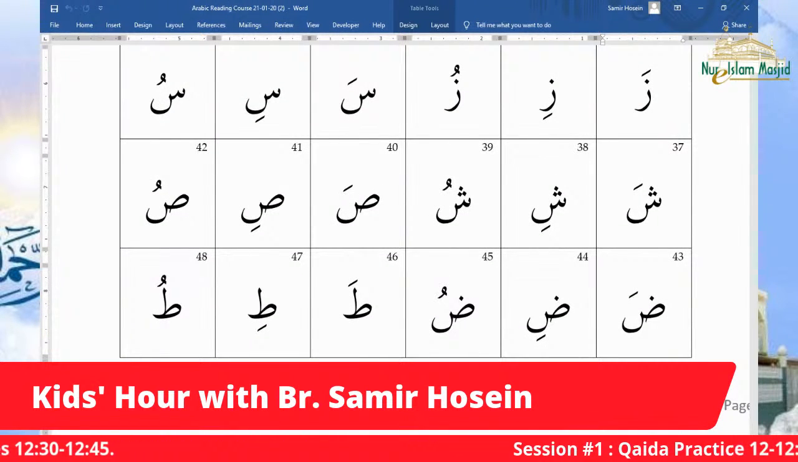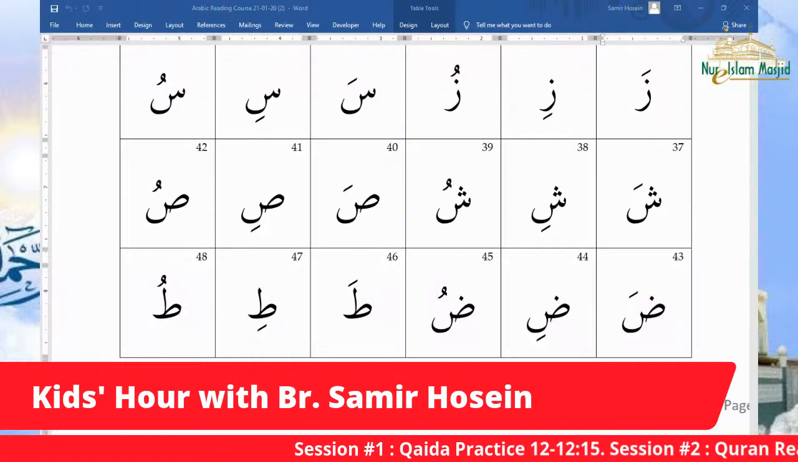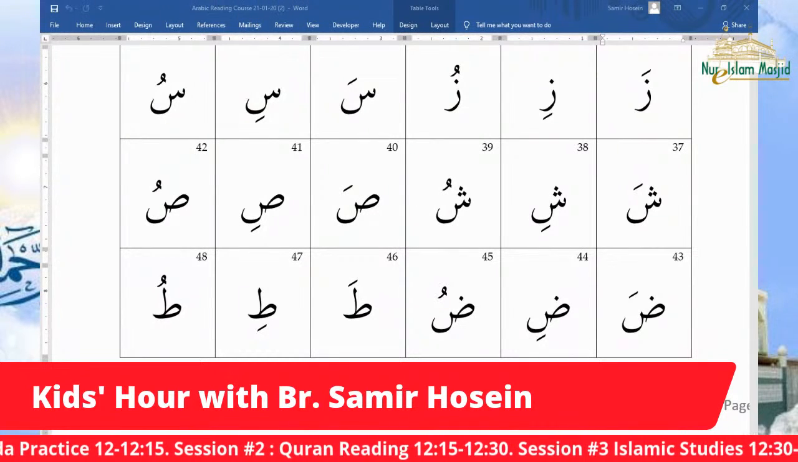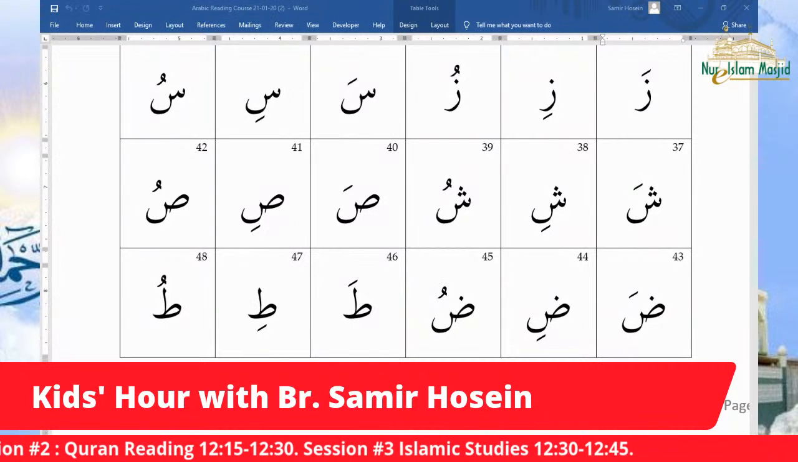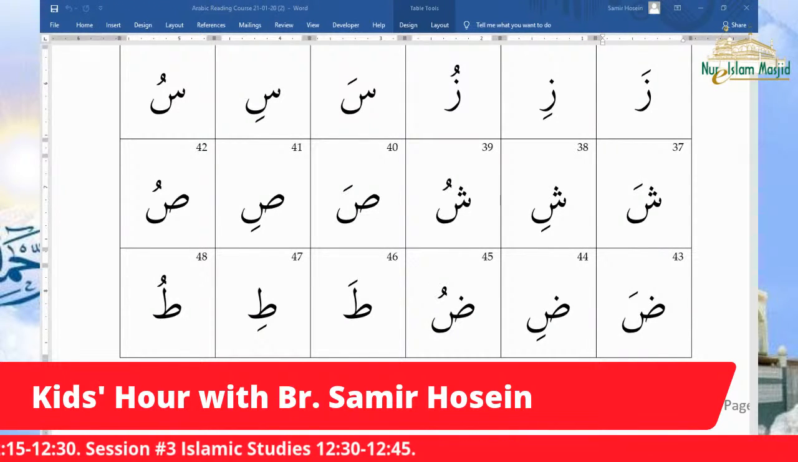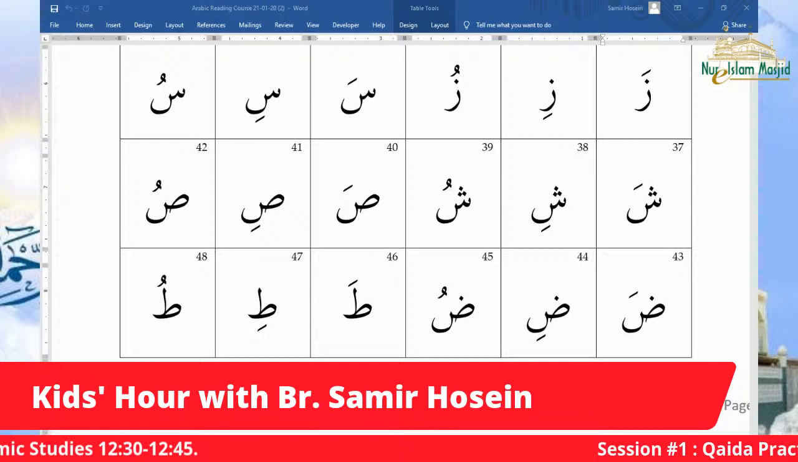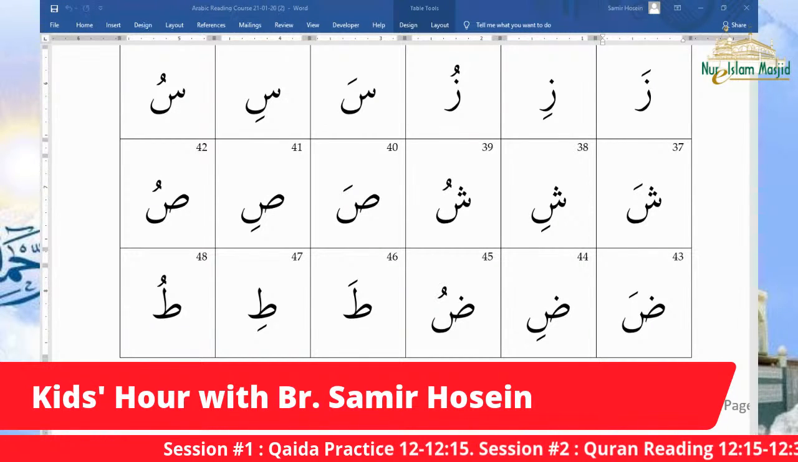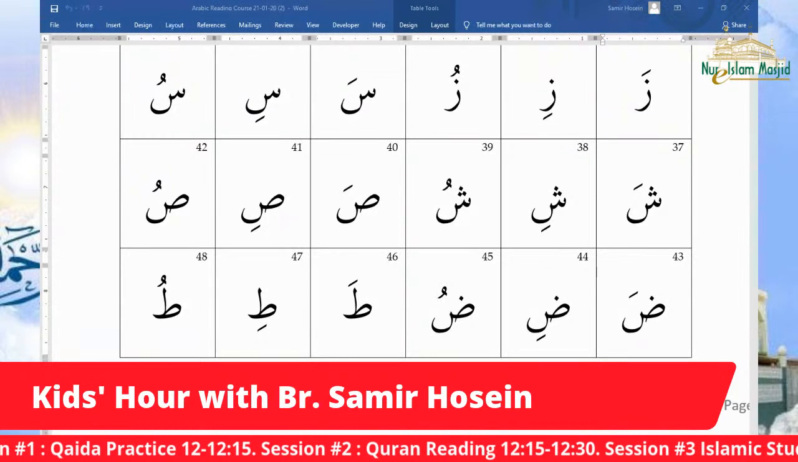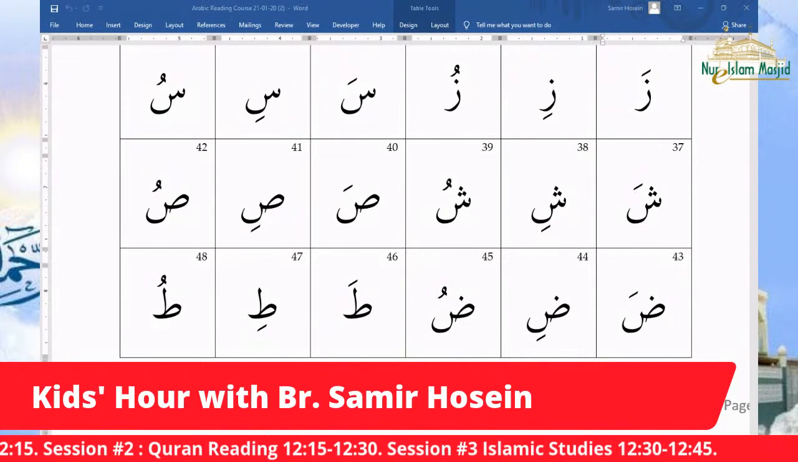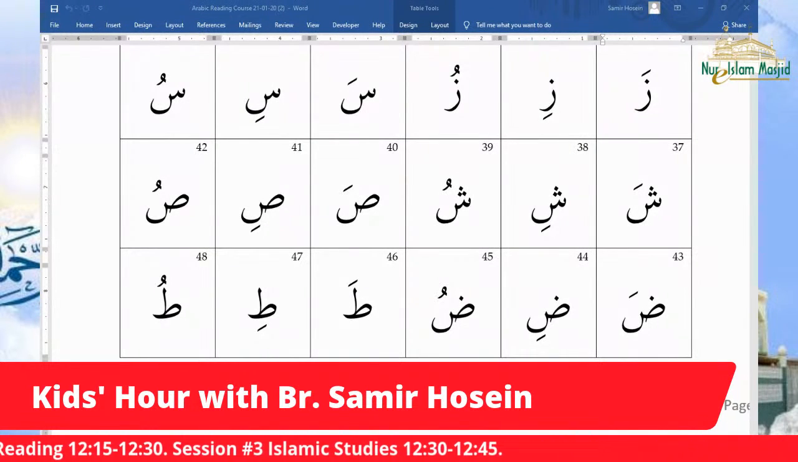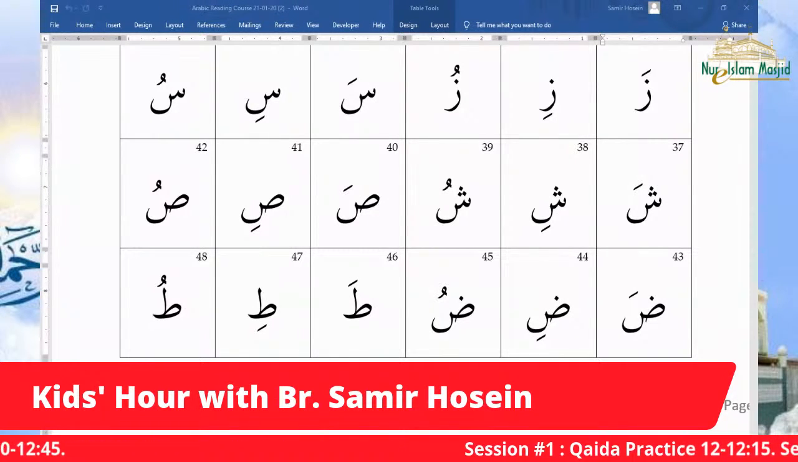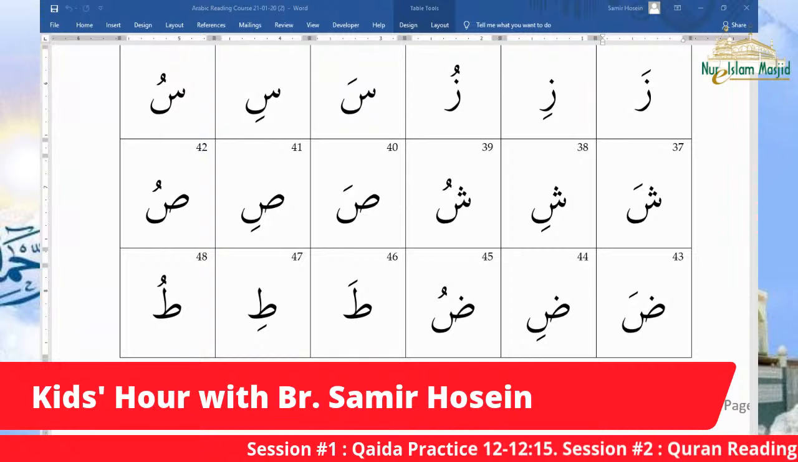And now let's group them by the vowels. So this first column and the fourth column here, these are the vowels with fatha, which is the a sound, right? So we're just going to read them together. Za, sa, sha, so, do, to.